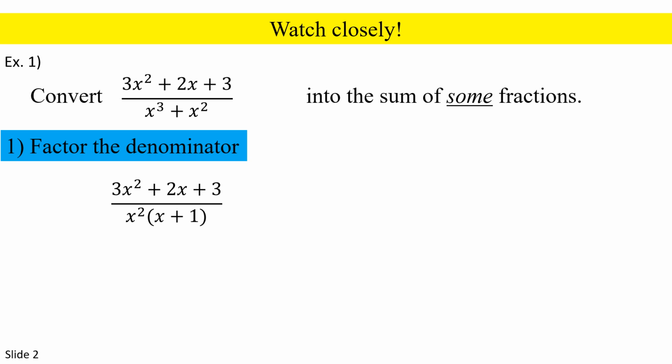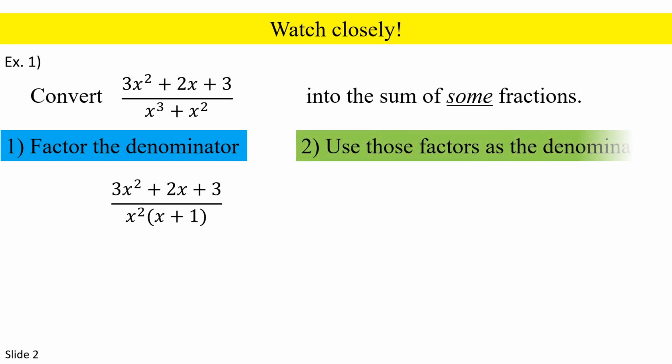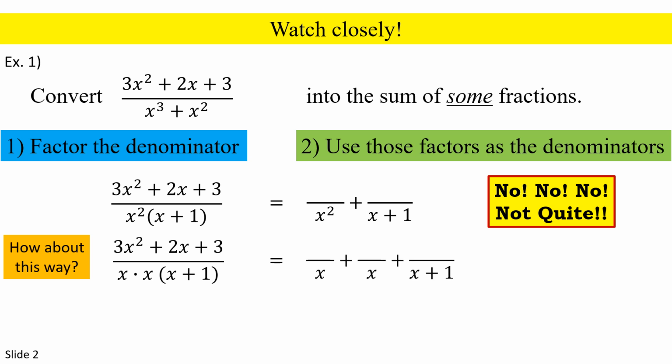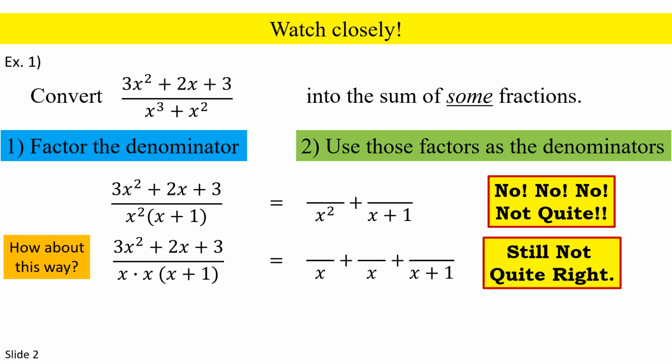If we do like we've done before, use those factors as the denominators, you'd think it would look like something over x squared plus something over x plus 1. No, not quite. Well, how about this way? Something over x, something over x, something over x plus 1. Still not quite right.